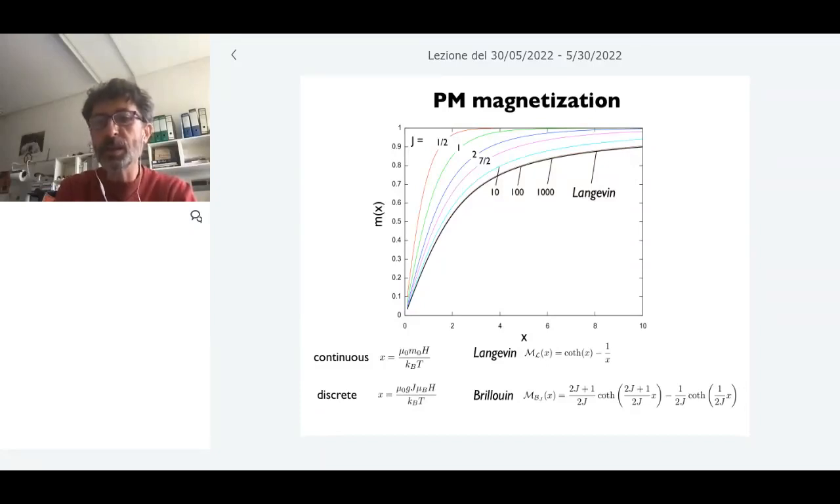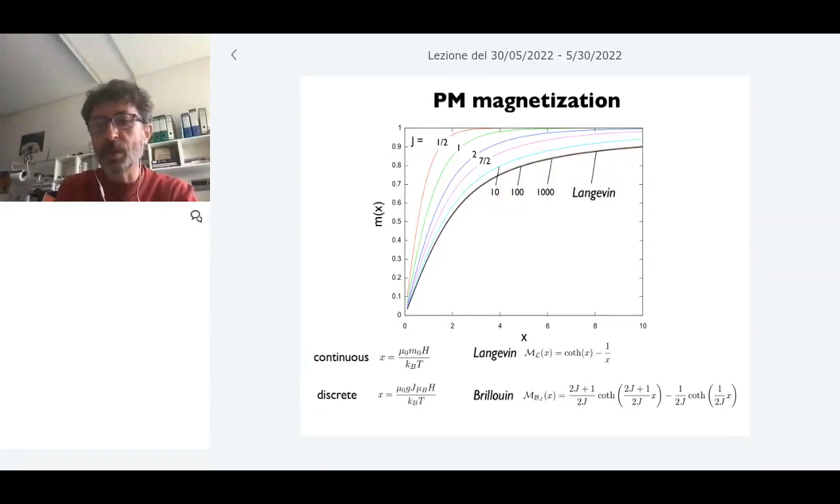So this is the magnetization of a paramagnet, where you have your local moment as a classical vector. And by the way, many paramagnets can be described by this Langevin curve. But if you take the discrete one, you get another curve, which is called the Brillouin one, where clearly the magnetization curve depends on the spin, or the total magnetic moment, if you like. What is very nice is that you do expect that the limit for a very large spin becomes equivalent to the classical one.